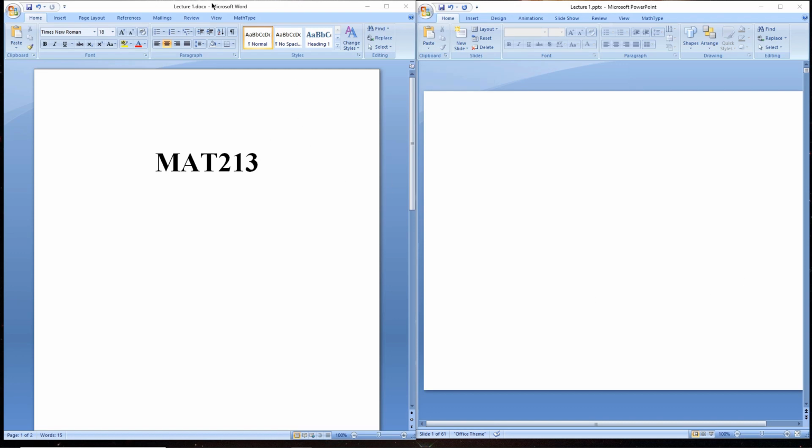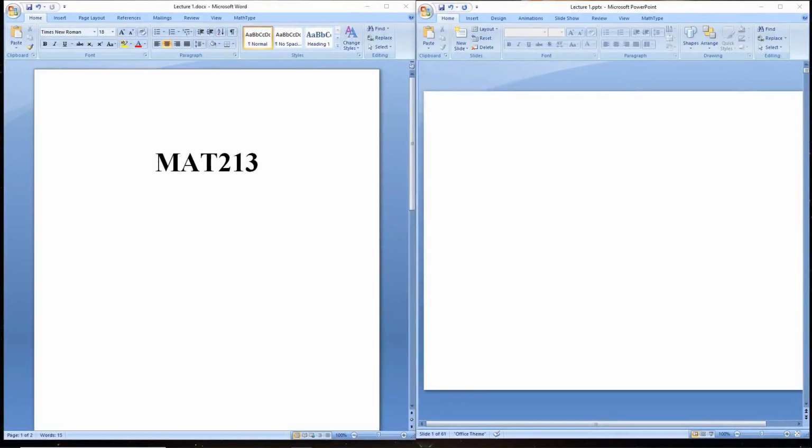I am using a Word document on the left and PowerPoint on the right here to try to take advantage of some of the color and graphing that I can do with the computer to hopefully demonstrate things better. And without further ado, let's begin.